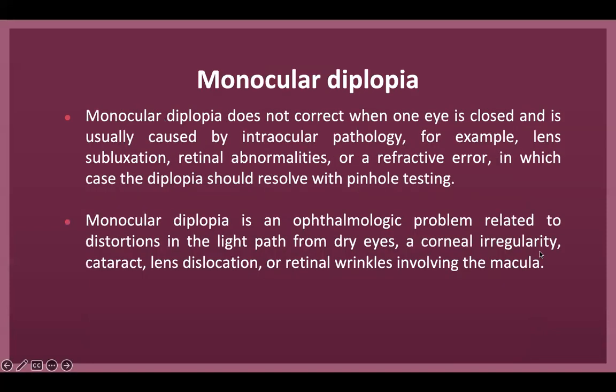The monocular diplopia is usually related to eye pathology inside the globe itself, not the orbit, inside the globe. So it can be a problem in the lens, a problem in the retina, or refractive error. And it can also start from some dryness in the eye, some corneal irregularity, or sometimes some cataract.